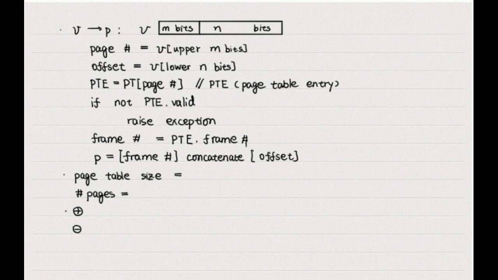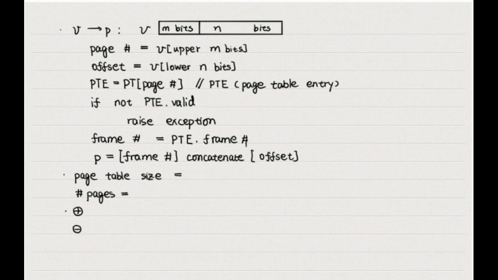After the page table entry, PTE, is found, we'll check the valid bit and raise this exception if the page table entry is not valid. If the page table entry is valid, the frame number is prepended to the offset to produce the physical address.